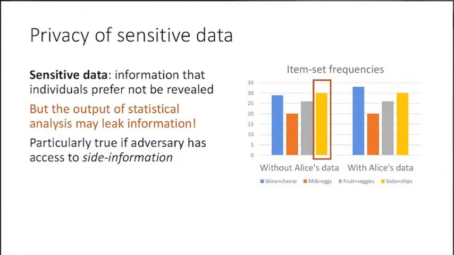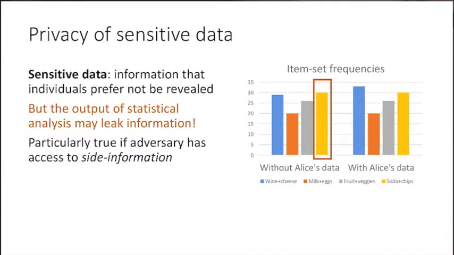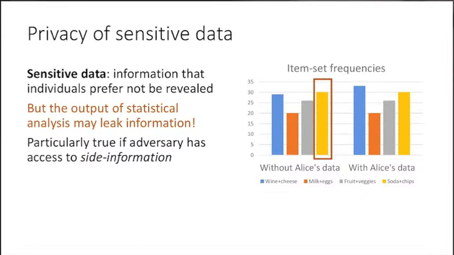So there's in some sense a compromise of privacy here, because it could be that someone who's trying to snoop on Alice knows what the data would look like without her data, and then actually expects to see soda and chips, but then actually sees the output of the analysis on the data that contains Alice's data, and then sees that the most frequent item is now this other one, this wine and cheese. Then he has learned something about Alice, which may be something that Alice didn't want the public to know.